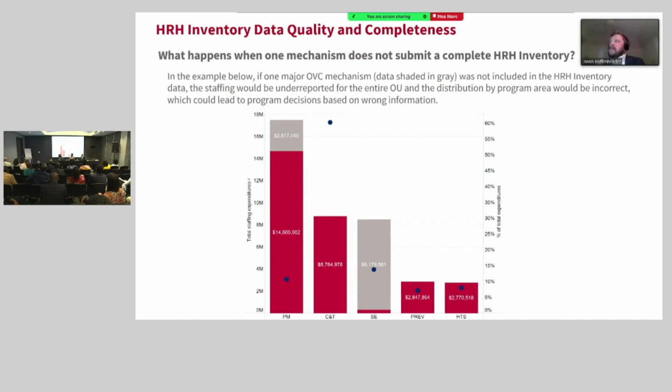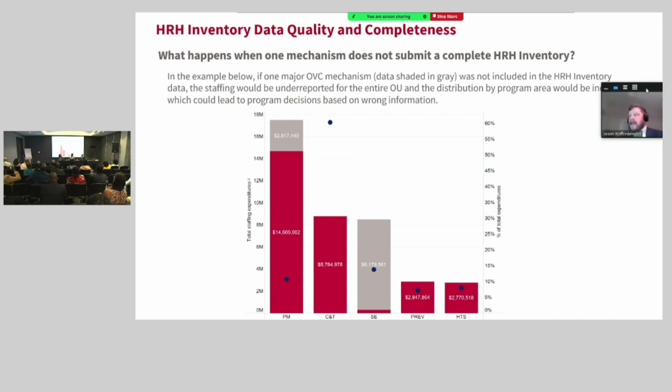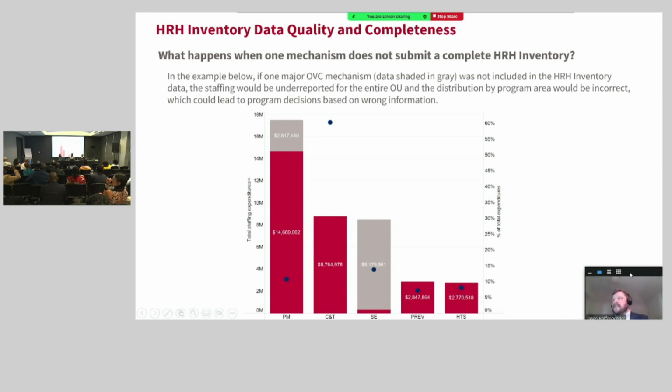And if just one partner didn't fully submit their HRH inventory data, or it wasn't complete with what they did submit, we would have a very skewed understanding of our total USAID staffing footprint in that country. It would affect discussions with local governments and other partners, and limit our ability to strategize around sustainability planning. So it's not just important to have submissions from partners, but also to make sure what's in those submissions is of the highest quality and fully and accurately reflects the staffing footprint being supported by PEPFAR. Next slide, please.